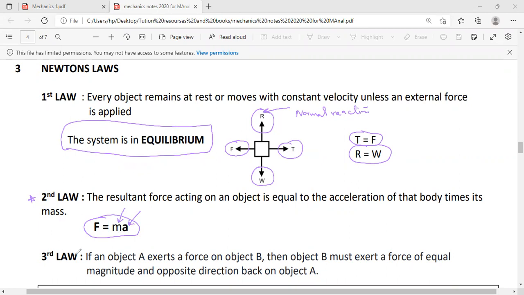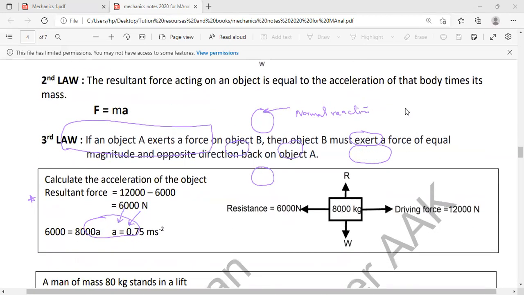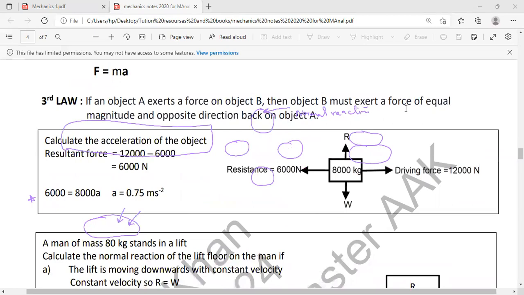And the third one: if an object A exerts a force on B, then object B must exert a force of equal magnitude and opposite direction back on A. Every action has an equal and opposite reaction, right? So this is your action-reaction law, Newton's third law of motion.